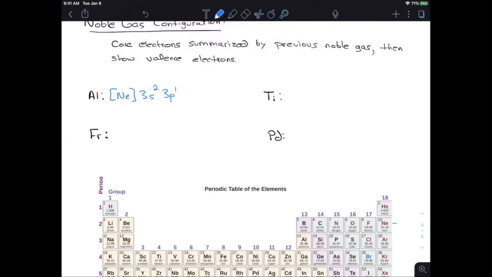We can do the same thing for our titanium. So here's titanium. So the previous noble gas to titanium would go up on the periodic table. We can say the previous noble gas then will be argon. So again, now we'll say argon. And then we're starting the 4th shell, so 4s2. And now notice now we're in the D block, 3d2.